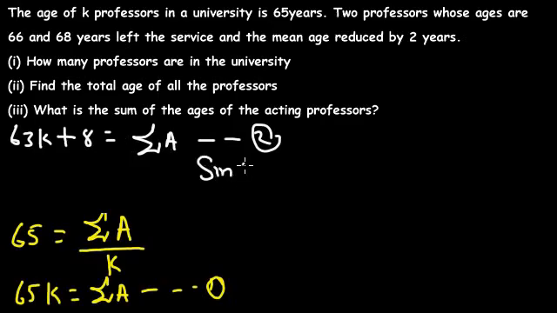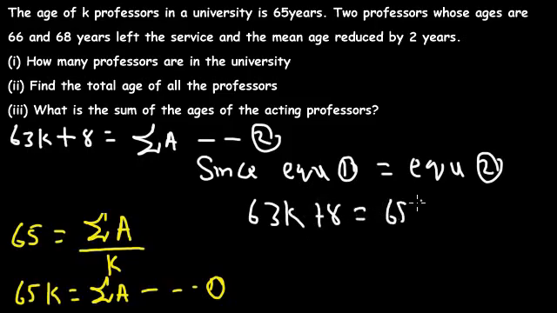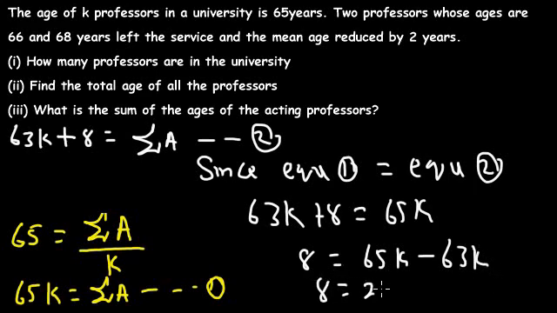So since equation 1 is equal to equation 2, then 63k plus 8 equals 65k. Now if I subtract 63k from both sides, I have 8 equals 65k minus 63k, and I have 8 equals 2k. Now dividing through by 2, k gives us 8 over 2, which is 4. So this is the number of professors in the university. With this we can answer Roman figure 1. How many professors are in the university? We have 4 professors in the university, and that is the answer to Roman figure 1.